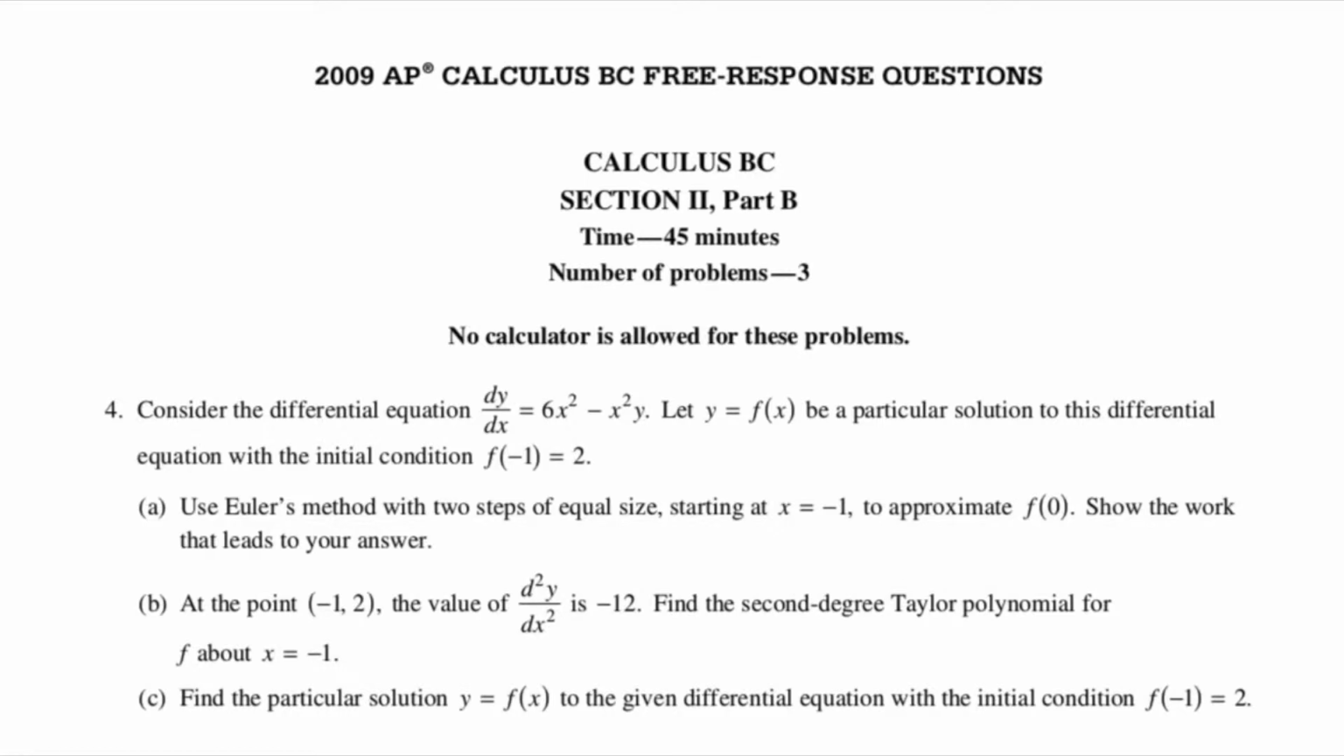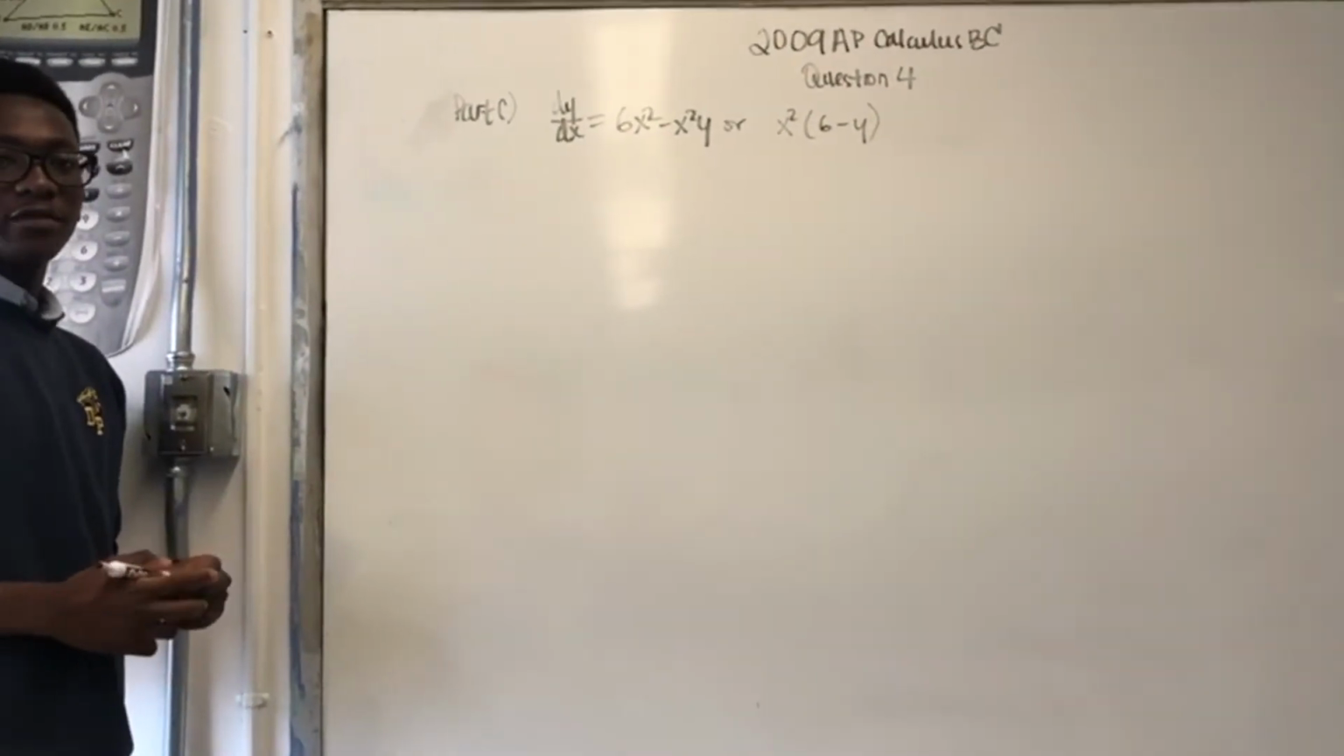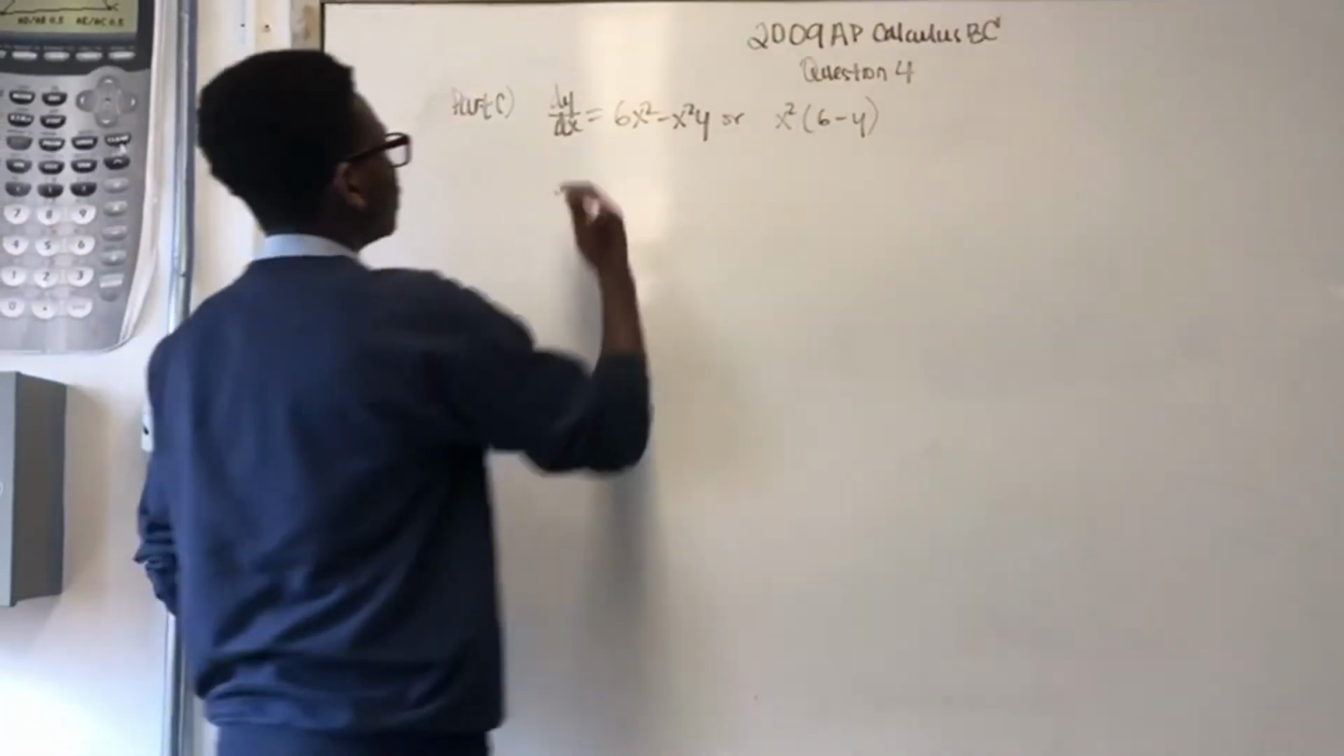So on to part C. Part C asks us to find the particular solution to y equals f of x given the differential equation with the initial condition f of -1 equals 2. So we have to realize that this part C is a separation of variables question, where you have your dy on one side and your dx on the other.